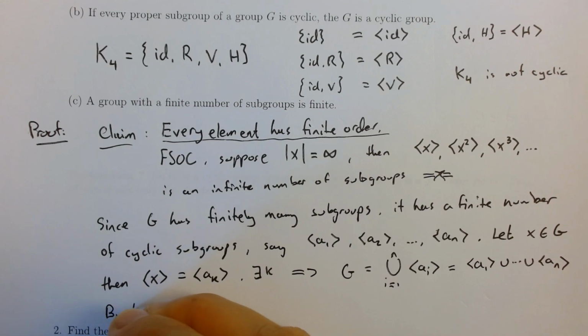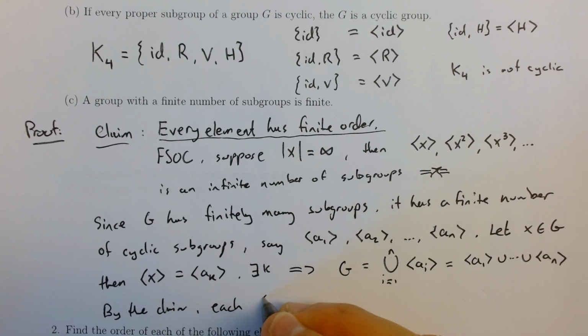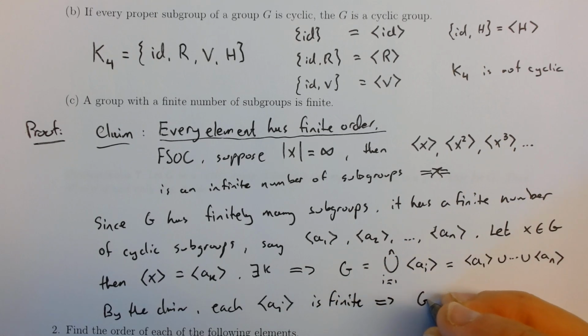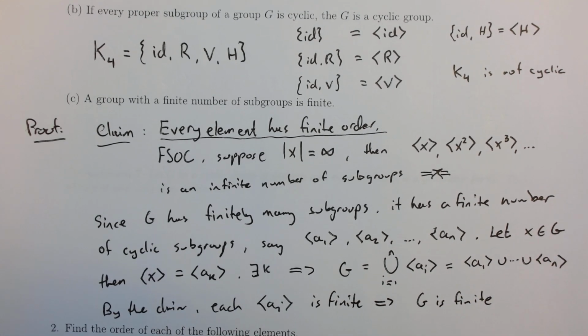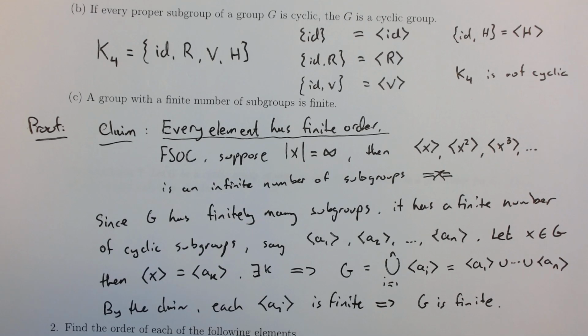So by the claim, each subgroup generated by AI is finite, so that means G is finite. Again, it is a union of a finite number of finite sets. So again, even though the original statement seemed somewhat obvious even, it does take a little bit to actually prove.